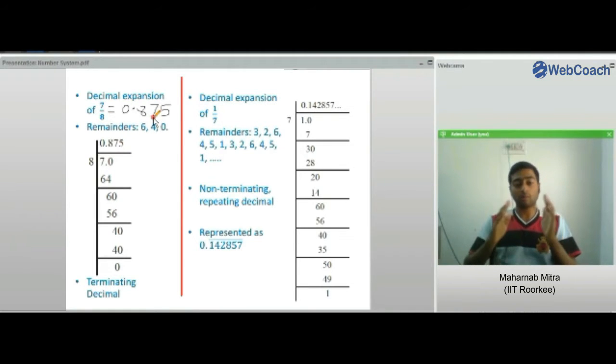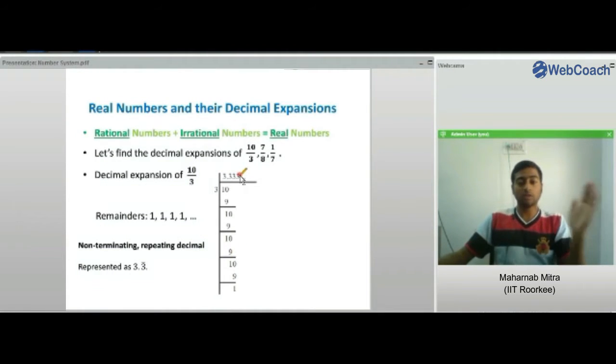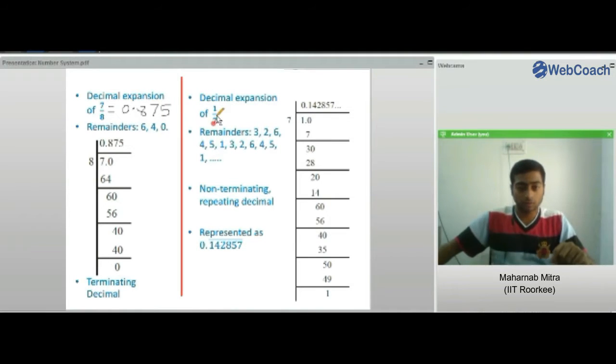This kind of decimal, which after a point ends, meaning we get a 0 in the remainder when we divide, is termed a terminating decimal. Now in the previous example we have seen a decimal which keeps on repeating itself. This kind of decimal expansion is called a non-terminating repeating decimal, as it never terminates and keeps on repeating one after the other, right? Now let's take another example of a non-terminating repeating decimal with the fraction 1/7.